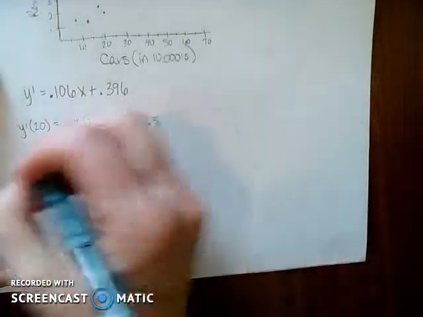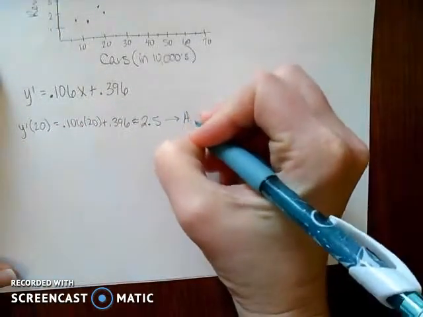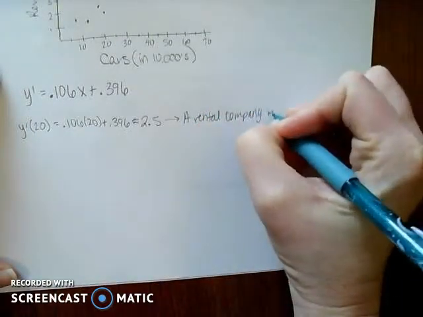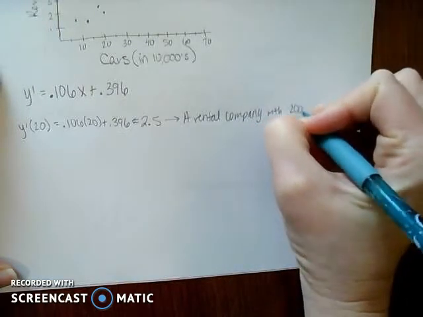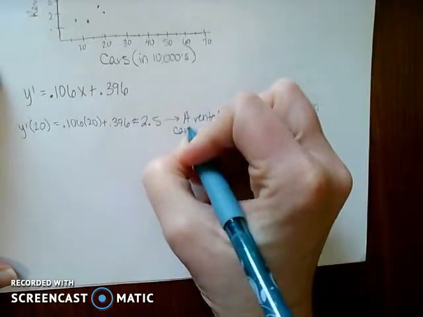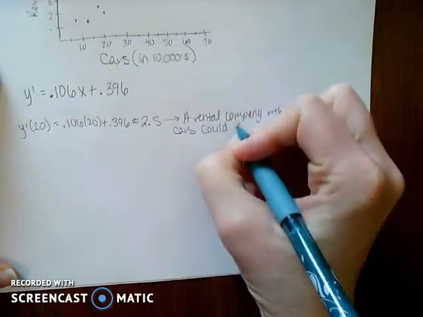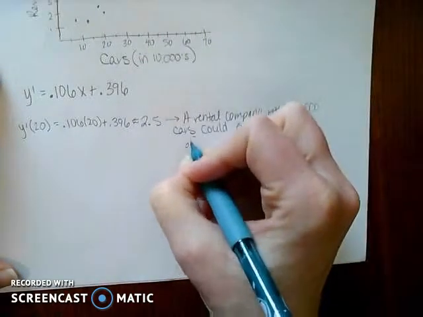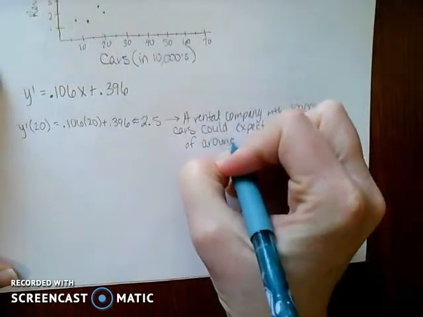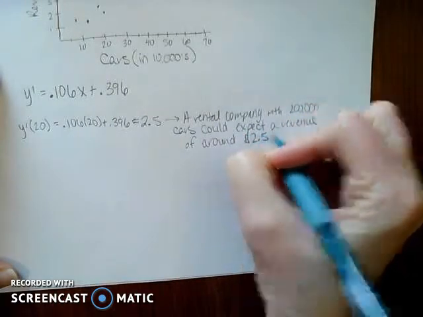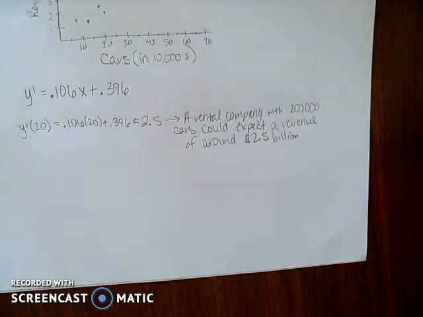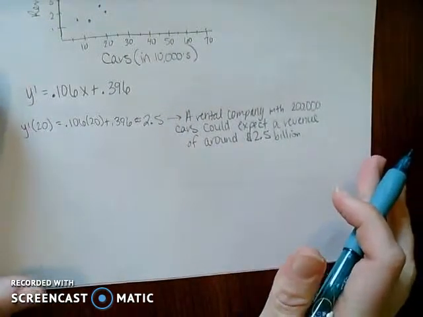Okay, so what this means is a rental company with 200,000 cars could expect a revenue of around $2.5 billion. Okay, so that's one dot on our line that we're going to draw. Now we need to find another one.